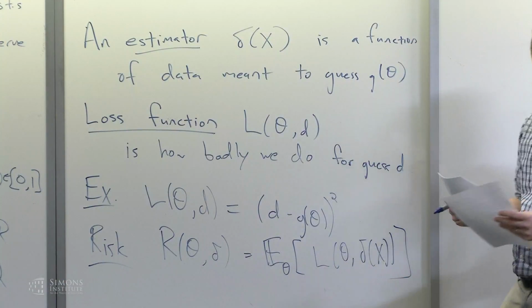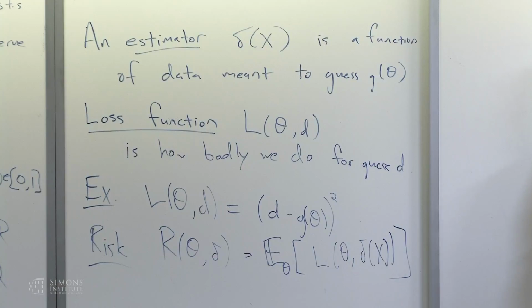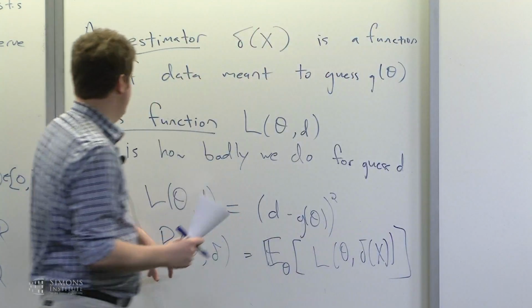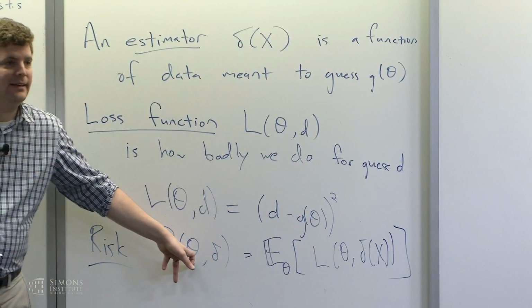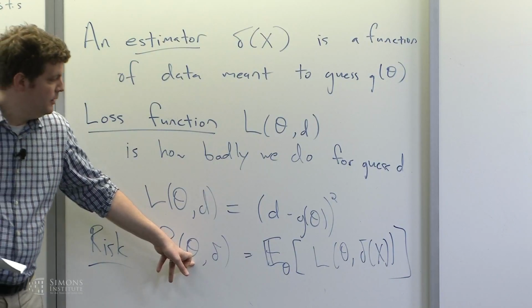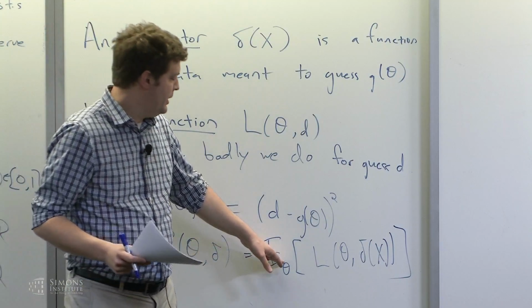So you needed a prior on theta now for the risk? That's a good question. No, the risk is a function of theta. So we're not averaging over theta.